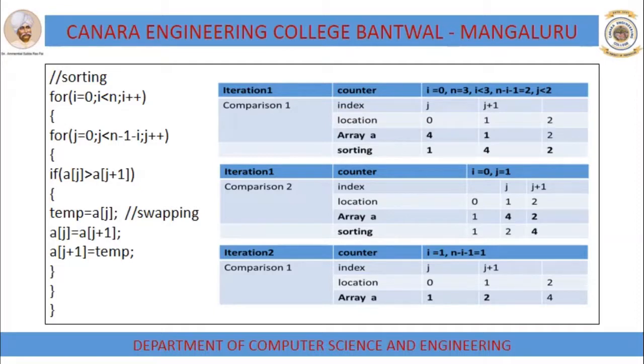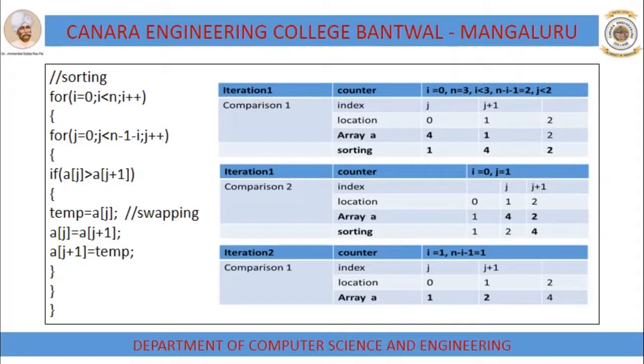As we have seen in the previous example, there I had taken 4 elements. So I have to scan the array 3 times, so 1 less than the number of elements. So here that's why I have given i equal to 0, i is less than n minus 1. Since in this example the number of elements is 3, so 0, 1, that is 2 times I have to scan. So i starts from 0, i can go up to 0 and 1. So n is 3 over here.